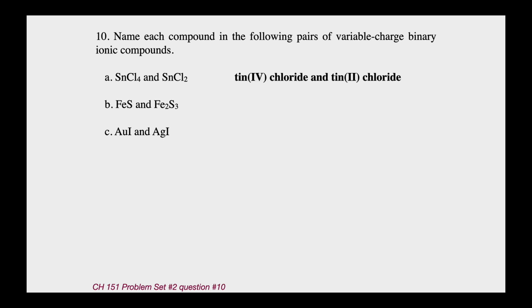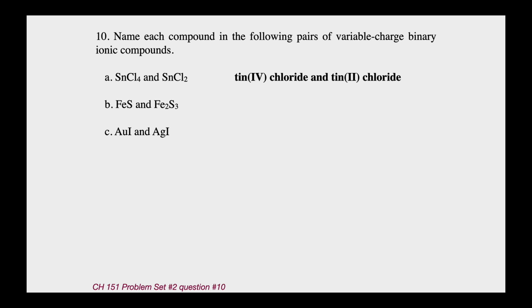So you'd write that out like this. The Roman numeral, again, is the charge on the metal. First one would be tin(IV) chloride. The next one would be tin(II) chloride. And we're using the nonmetals to figure that out. On the next one, it's iron. So they're going to be iron sulfide compounds, but we need that Roman numeral to tell each other apart. So again, like on the last one, the nonmetal is the key to figuring this out.